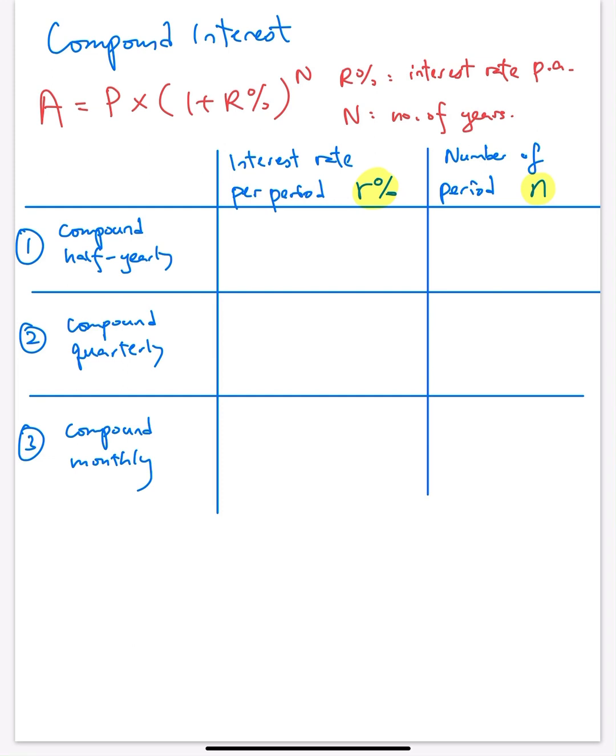For example, compound half yearly, compound quarterly, compound monthly. Because we're changing the compound period, we need to change the interest rate per period and the number of periods that we are really calculating.